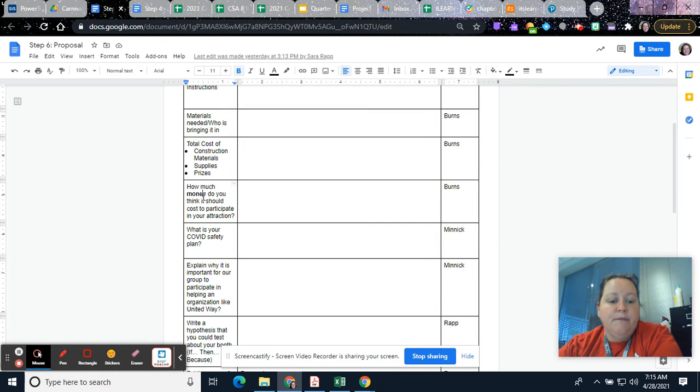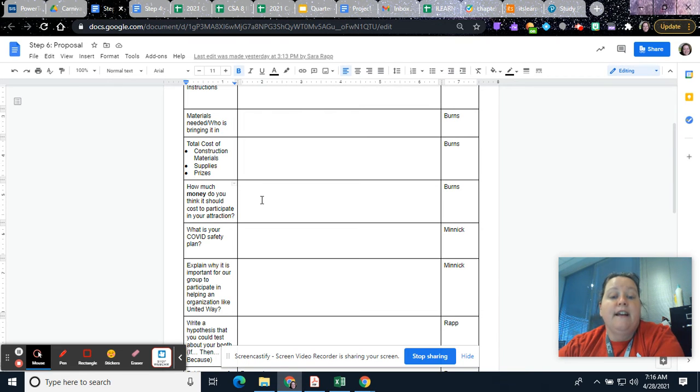Down here says, how much money do you think it should cost to participate in your attraction? My initial reaction is I think about Chuck E. Cheese. Everything at Chuck E. Cheese costs one token, which is 25 cents ish, unless you get a deal. So if you were Chuck E. Cheese, the answer to this would be 25 cents because it would cost 25 cents for everything. Think about that when we are trying to raise money, but if you make this too high, then you're not going to get people to participate. People aren't going to pay $5 to throw 3 balls.